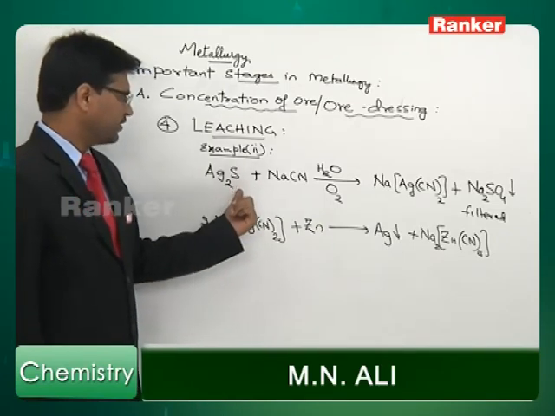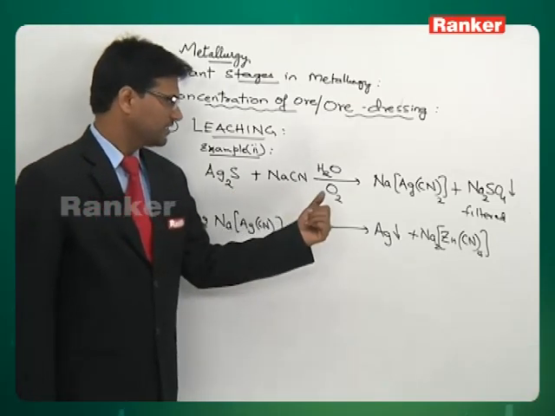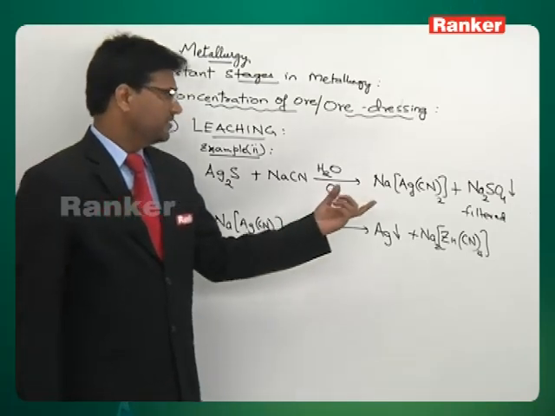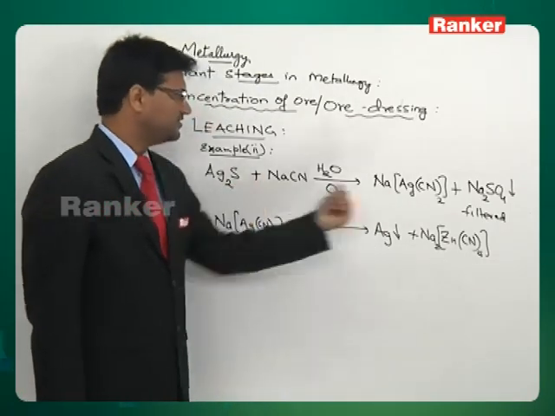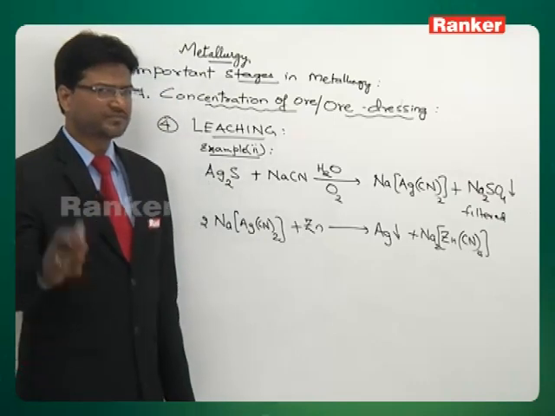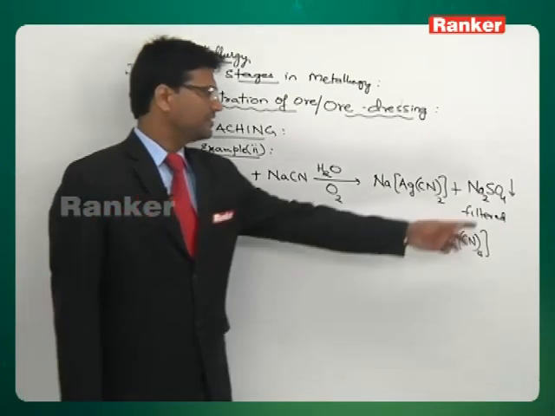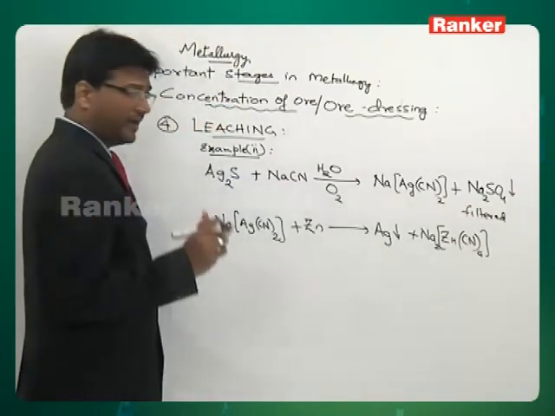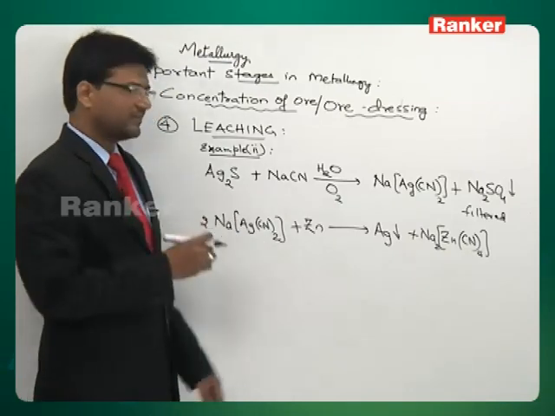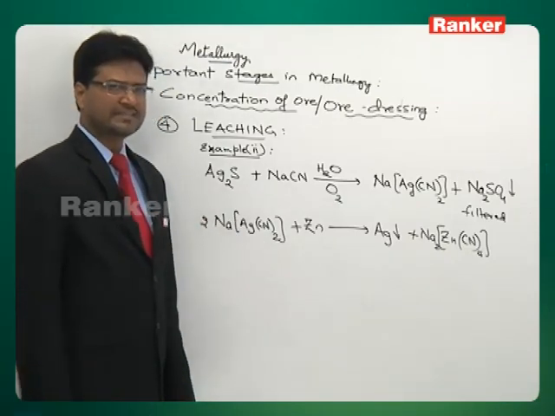When you dissolve Ag2S in NaCN solution and bubble oxygen, silver gets dissolved, but other insoluble substances can be removed by filtration. Even this can be removed by filtration. I have one more example. Just go through this, then I'll give you one more example regarding leaching.